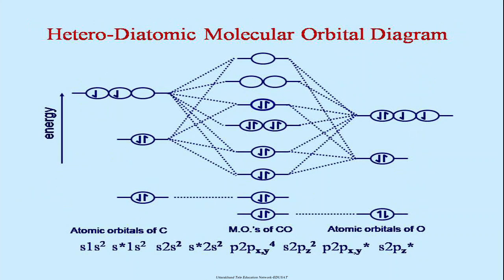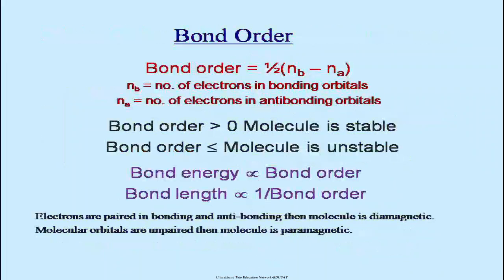For the heterodiatomic molecular orbital diagram, we follow this electronic configuration: sigma 1s2, sigma anti-bonding 1s2, sigma 2s2, sigma anti-bonding 2s2, pi 2pxy4, sigma 2pz2, pi anti-bonding 2pxy, and sigma 2pz anti-bonding. The rest of the diatomic heteromolecules will also follow the same molecular orbital diagram. For this, we can calculate the bond order also.